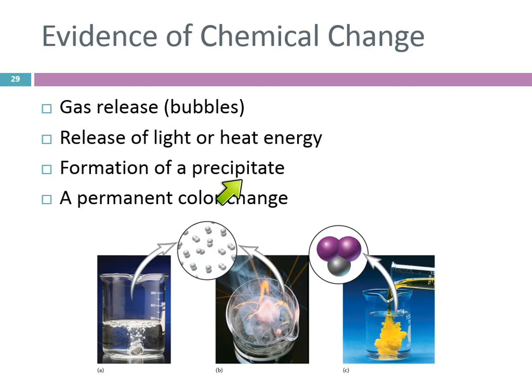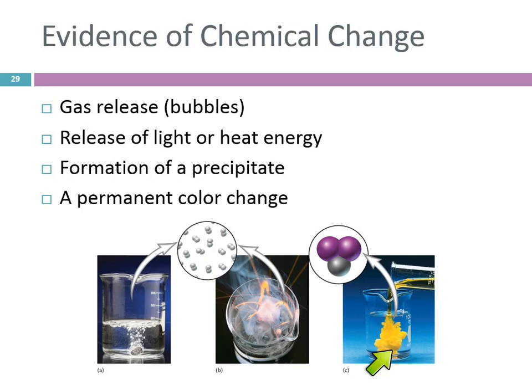Formation of a precipitate. We mix 2 solutions that are clear. This one's yellow, but it's clear, and this one's colorless. We pour them together, and we get something that is opaque. We can't see through it. The reason we can't see through it anymore is because those particles are much larger than the molecules, and they block the light. And so when it gets cloudy, we can tell that there was a chemical change.